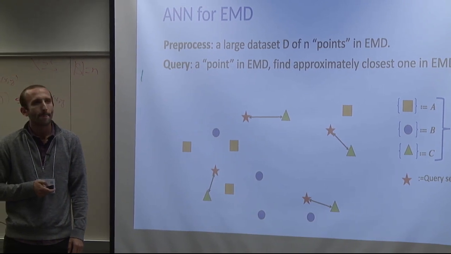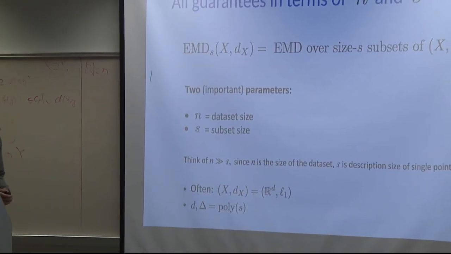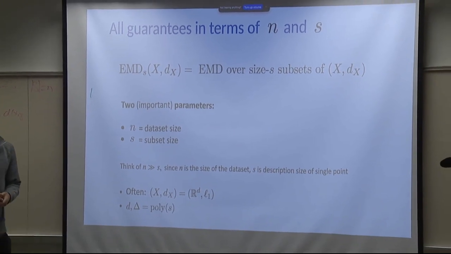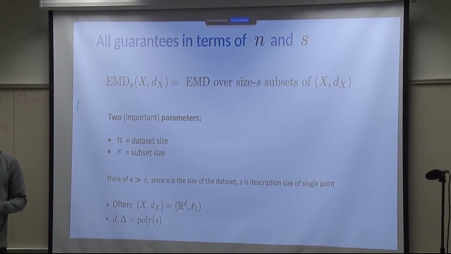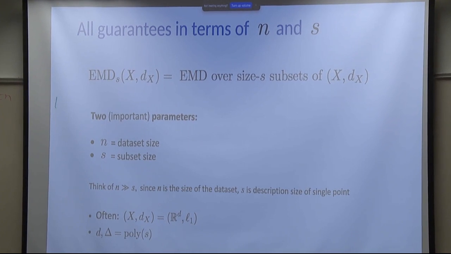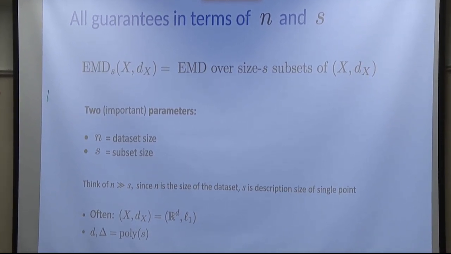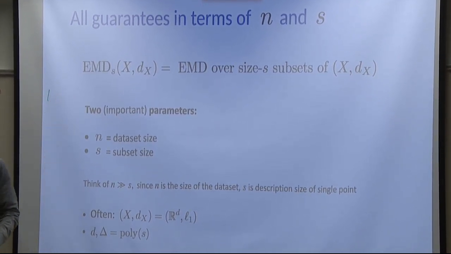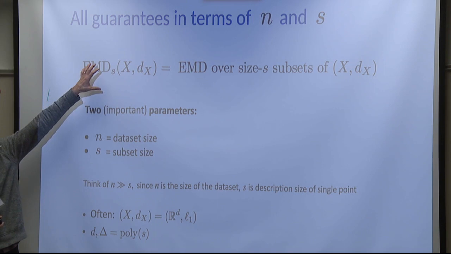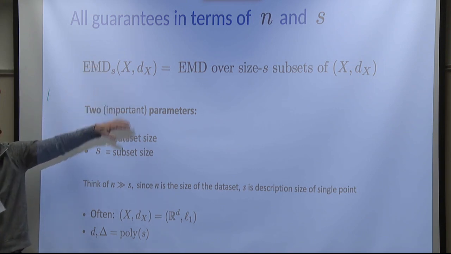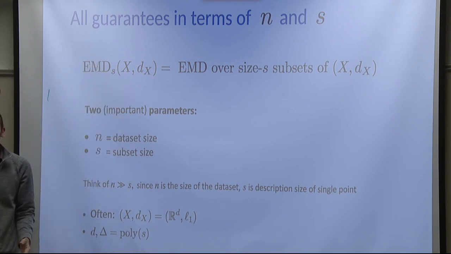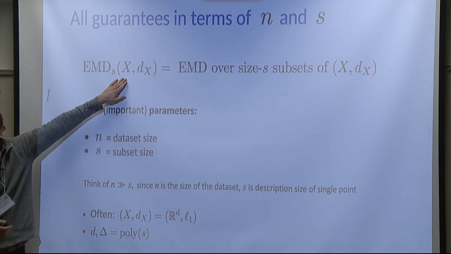Okay, so in this talk, all the guarantees are in terms of the parameter n, which is going to be the size of my data set, and the parameter s, which is going to be the size of the subsets that I consider when I talk about EMD. Just to set notation and do a little bit of housekeeping, I'm going to refer to the EMD metric, EMD_s over X, d_X, as the metric consisting of size-s subsets of X.